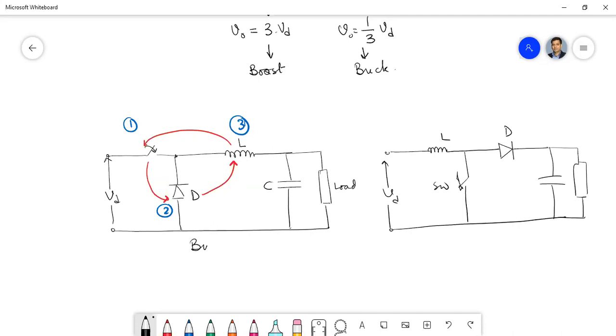So if this is the buck converter, what about the second converter, by changing their relative positions? Boost converter. So this is the boost converter only. What we did was just change the relative positions of the inductor, diode, and the switch. That's all. Clear?